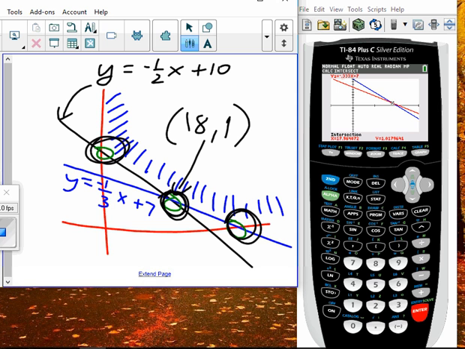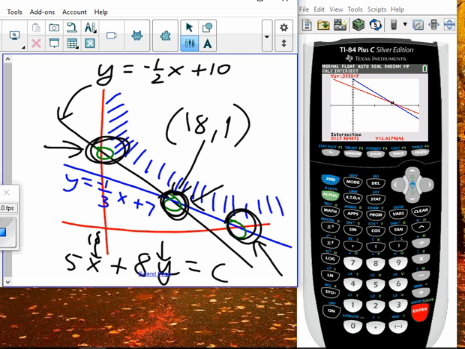Imagine for a moment it said that the costs were $5 for each x plus $8 for each y equals C for costs. You could figure out which of these three corners gives you the lowest cost. You stick in a point like 18, 1, and you put 18 here and 1 there, and you figure out the total cost for that, figure out the total cost for the other spots, figure out which one's lowest.